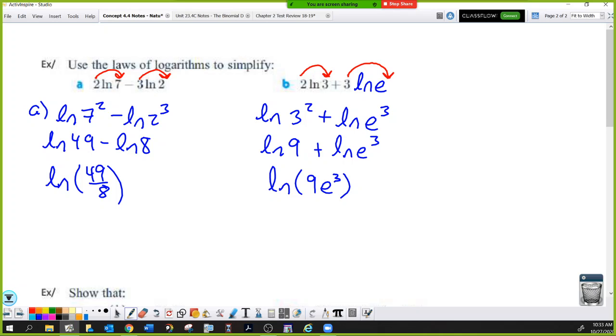ln's kind of bore me. I don't like them. It's because the number e is hard to wrap your head around. Log base 2, log base 10, log base 3, whatever. You can figure that one out.